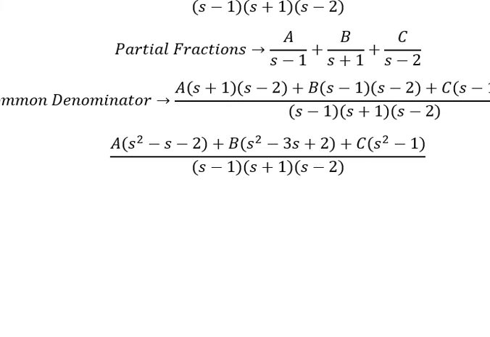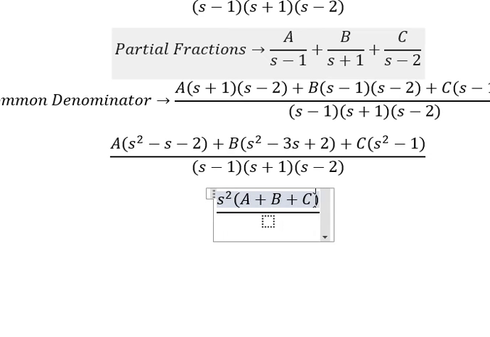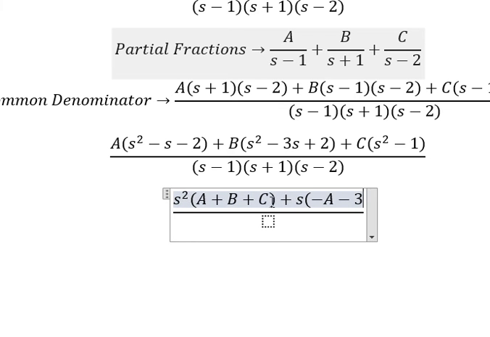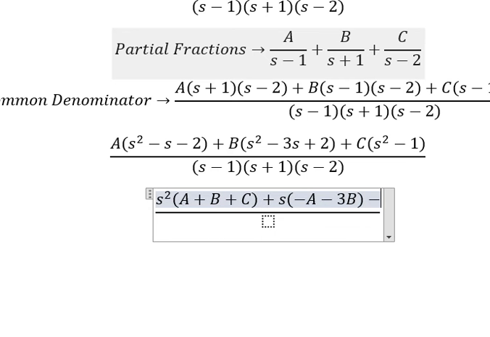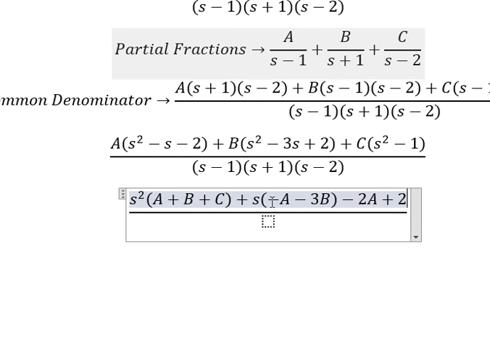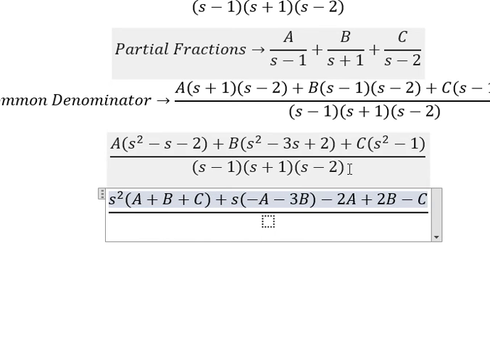Next, we need to arrange based on the terms of h. About h squared, we have a plus b plus c. About h, we have negative a, negative 3b. About the number, we have negative 2a plus 2b minus c.